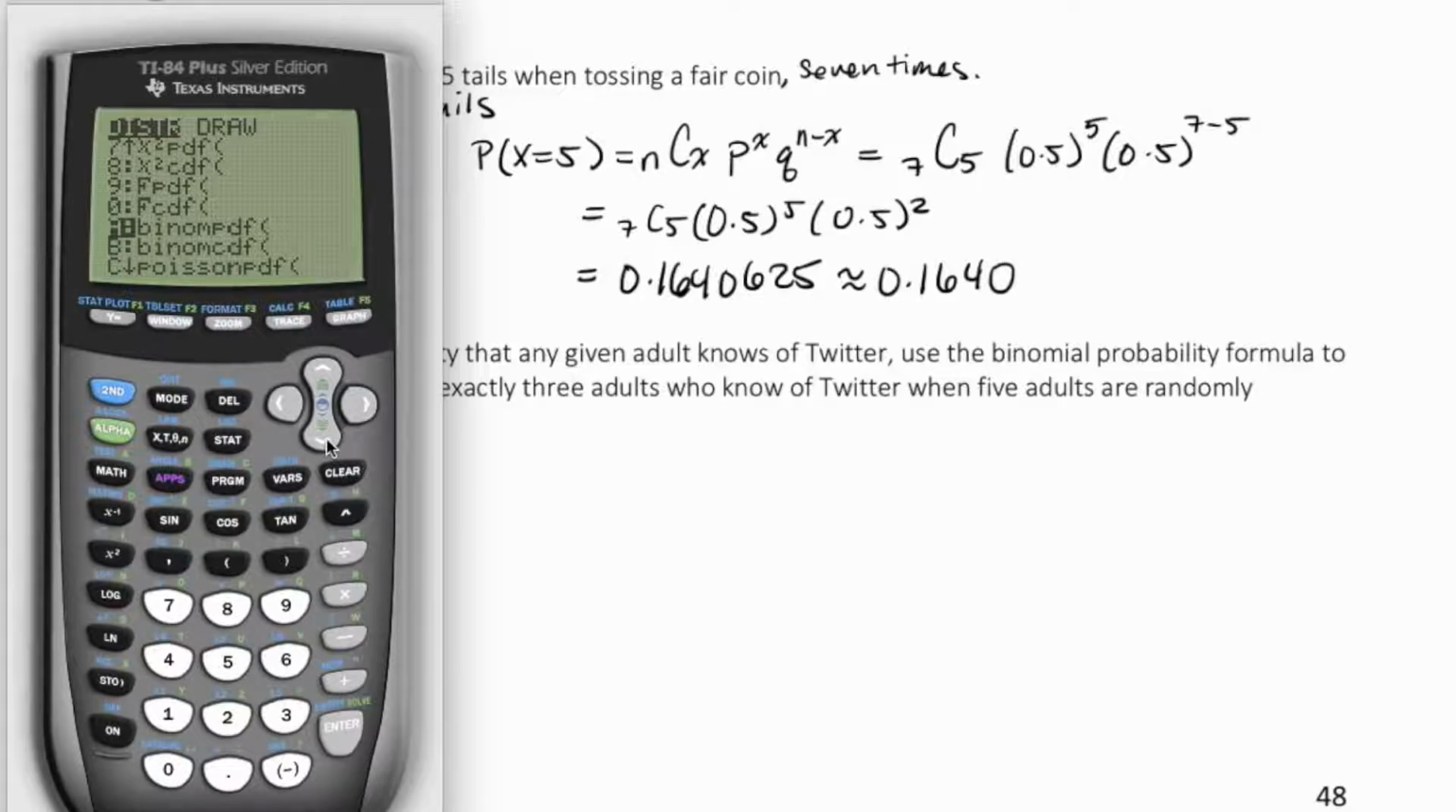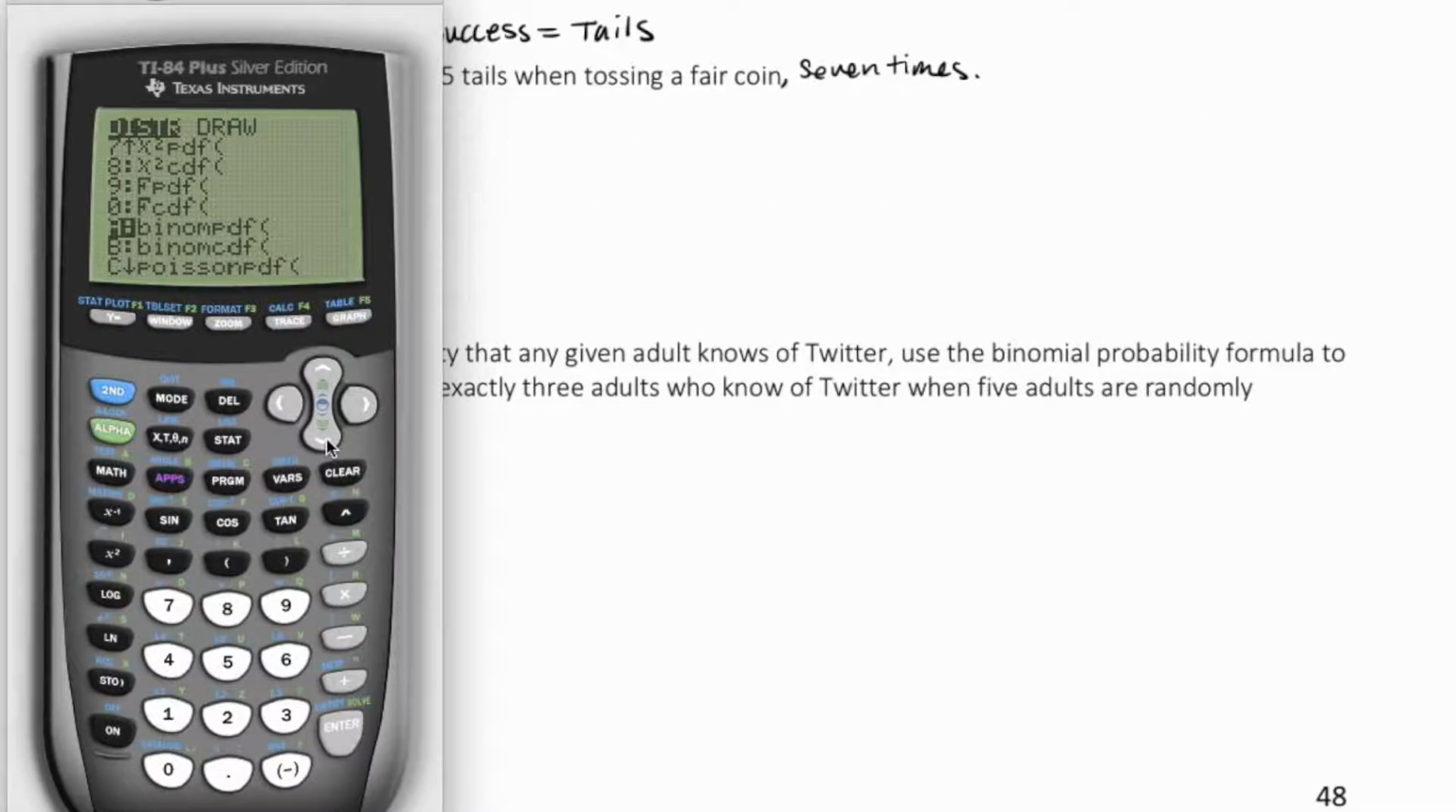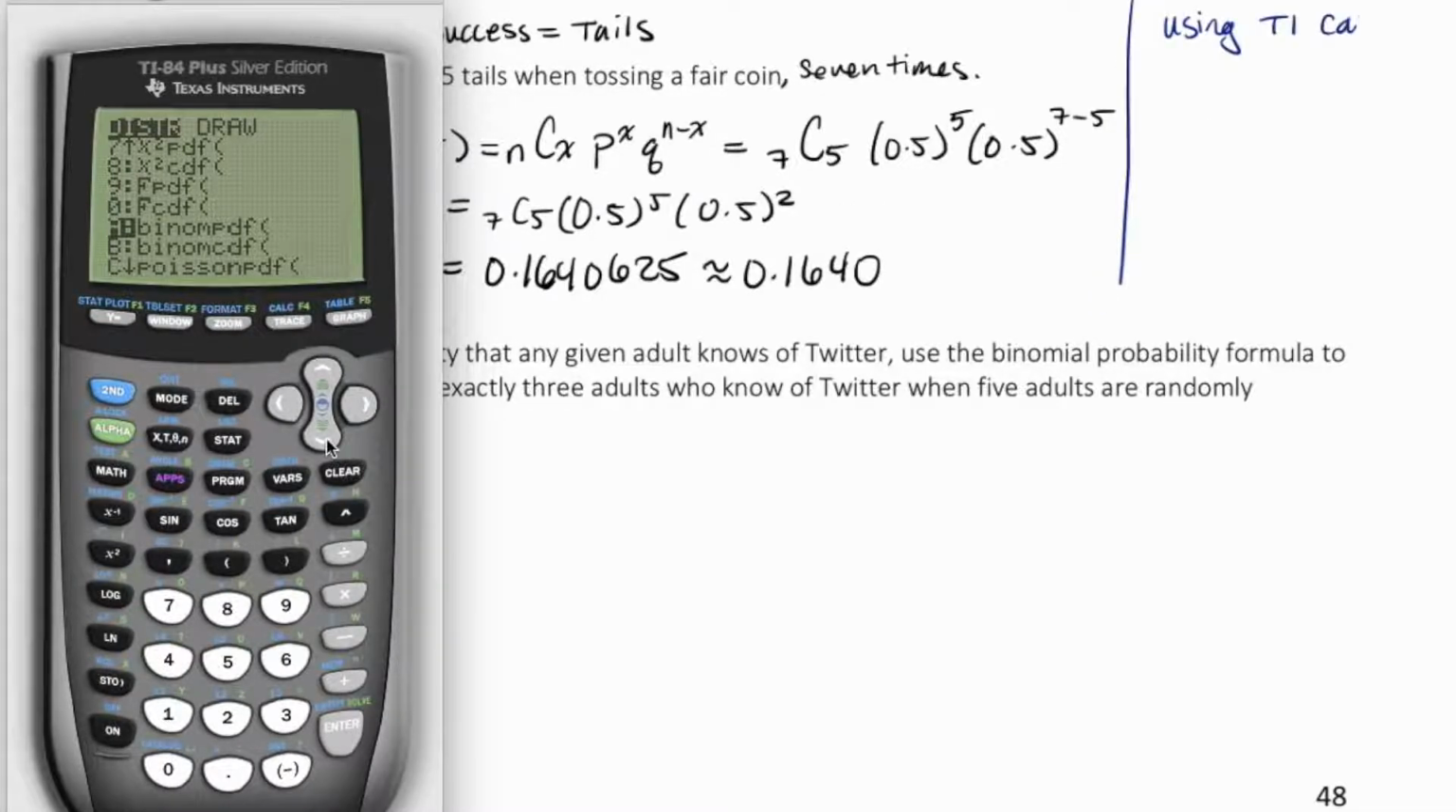Now bear with me while I write out some instructions on your screen. So again, you're going to hit the second button on your calculator and then VARS. Scroll down until you get to the letter A, binomial PDF. And here's what you're going to enter.